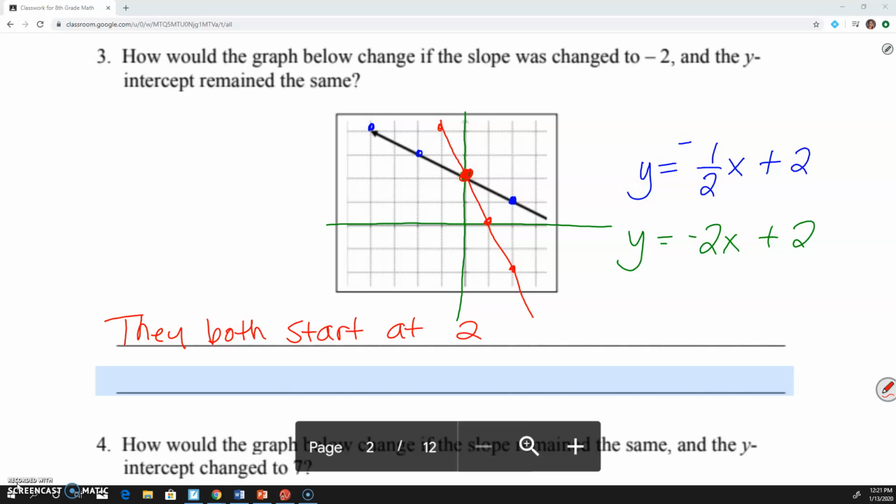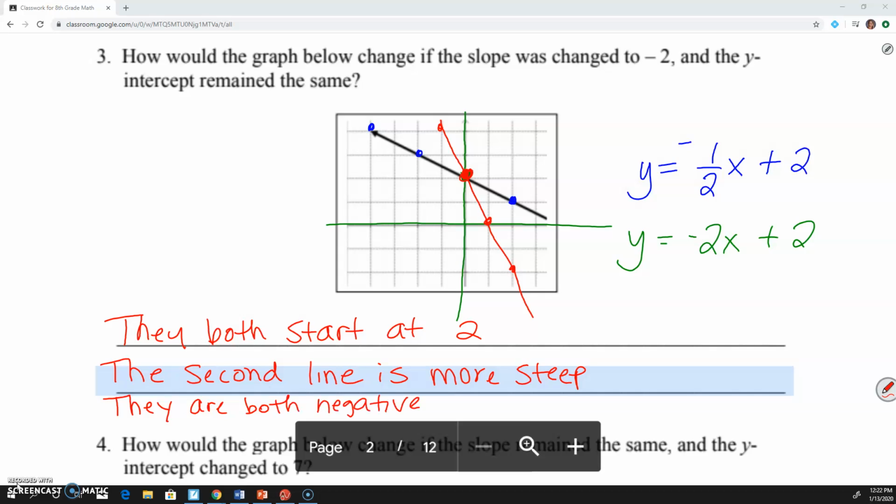And you would say the second line is more steep. They're both negative, right? You can also say they're both negative. If it asks you about the origin, which one's closer to the origin? They're both, yep, they both start at 2, but when I graph it, which line comes closer to the origin? The second one came closer to the origin, right?